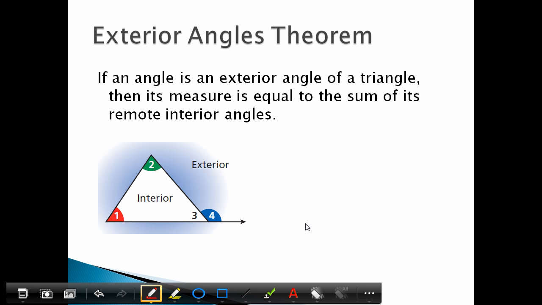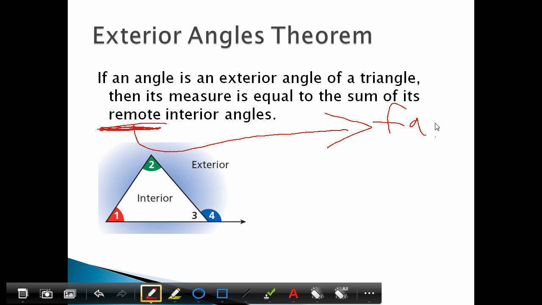We have a theorem that goes with them. Exterior angle theorem. It says if an angle is an exterior angle of a triangle, so here we go, angle 4, exterior angle on a triangle, then its measure, or how many degrees it has, is equal to the sum of its remote interior angles. That's a new thing, remote interior. We know interior means inside. Remote, that's a new one. Well, I've got one of those at home. It helps me control my television from the sofa. Remote literally means far away.